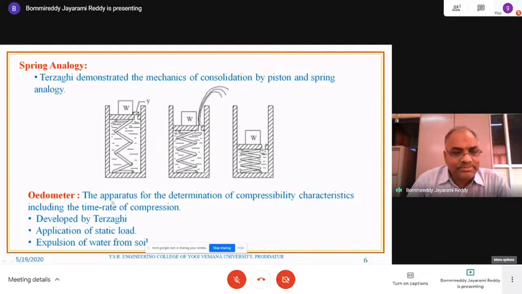Normally in the laboratory, we can find out the compressibility characteristics by means of the odometer. Consolidation properties can be found by means of the odometer. So compressibility characteristics, including the time rate of compression, everything can be found by means of the odometer, and it was developed by Terzaghi. And the application of the load is only the static load. Already I told you, and here the major process is expulsion of the water from the soil.